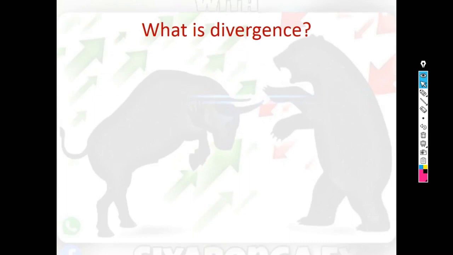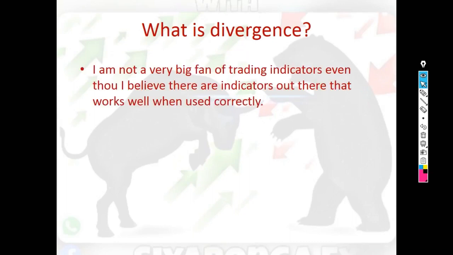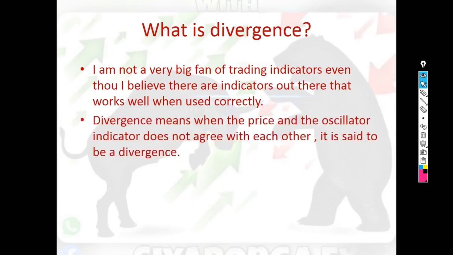What is divergence? I'm not a very big fan of trading indicators, even though I believe there are indicators out there that work well when applied correctly, exactly as recommended by the creator or the seller. So I'm not the type of trader that bashes people who are using trading indicators, as long as they are making money, because the goal is to make money and be consistently profitable. So what is divergence? Again, divergence means when the price and the oscillator do not agree with each other. It is said to be a divergence.